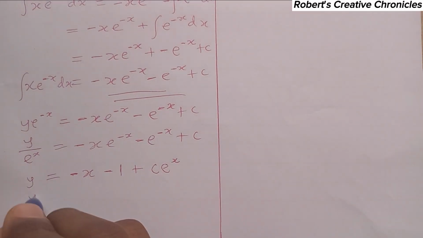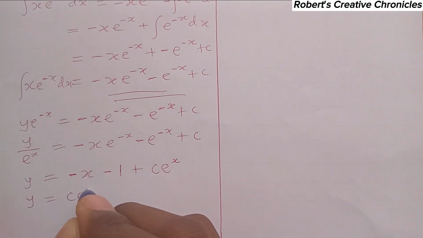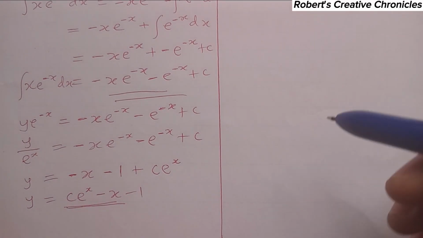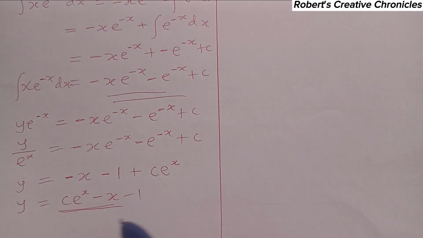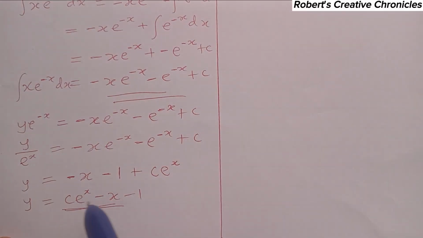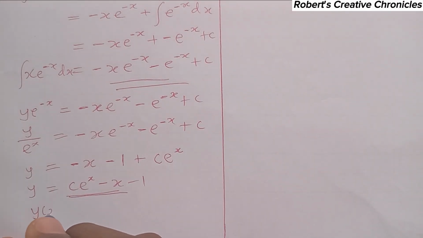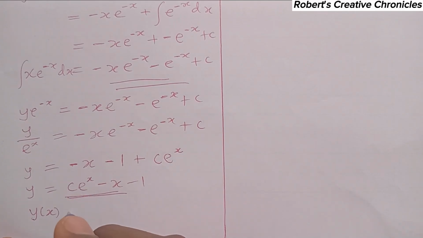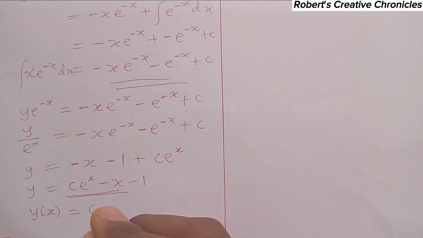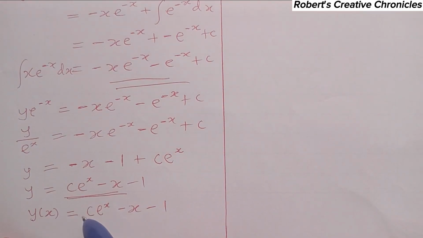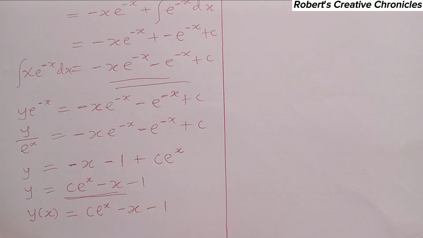So now we can rearrange this as y is equal to C e raised to the power of x minus 1. So we have successfully solved this linear differential equation. Then, since we are dealing with an initial value problem, we will express this y in terms of x also. So y, which is a function of x, will be equal to C e^x minus x minus 1. Because y originally is a function of x, so we have included x. We have expressed it in terms of x also.